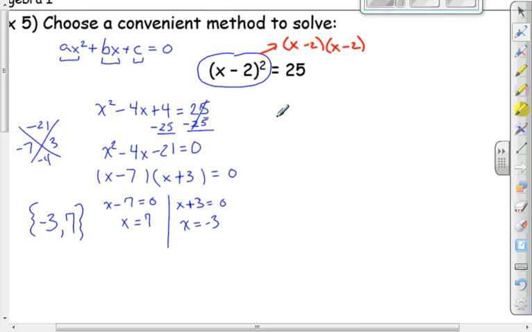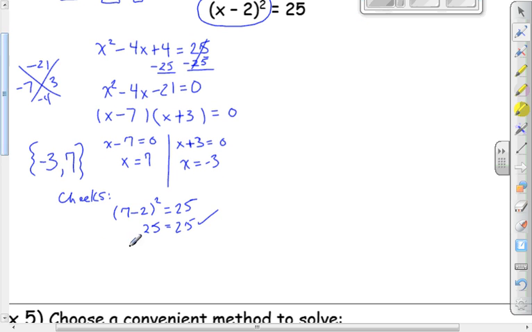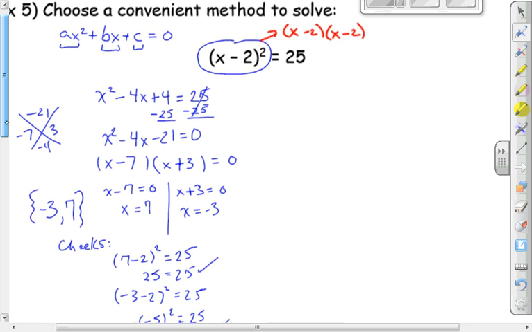And as always, we'd want to go and substitute these back in just to verify our solution, do our checks. So I'll take 7 first, which would be 7 minus 2 squared equals 25. 7 minus 2 is 5, and 5 squared is 25. So that checks. And negative 3 minus 2 squared equal to 25. That would be negative 5 squared is equal to 25, and negative 5 squared is also 25. So we have verified those solutions.